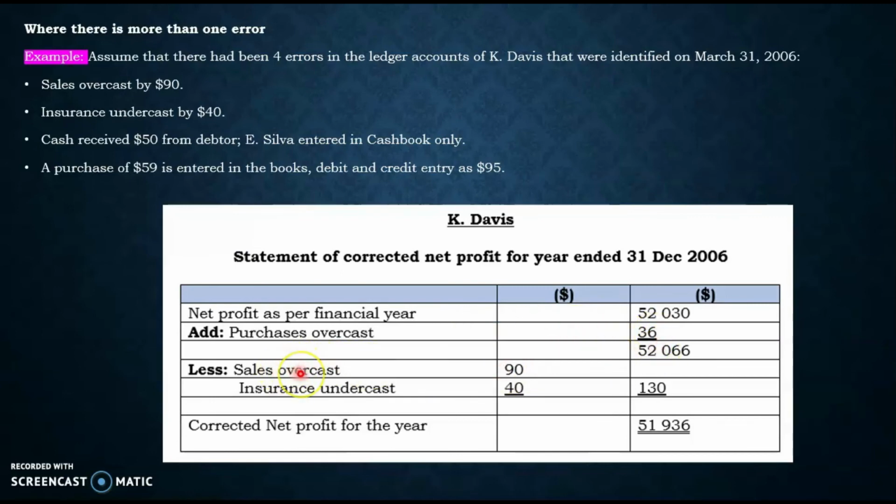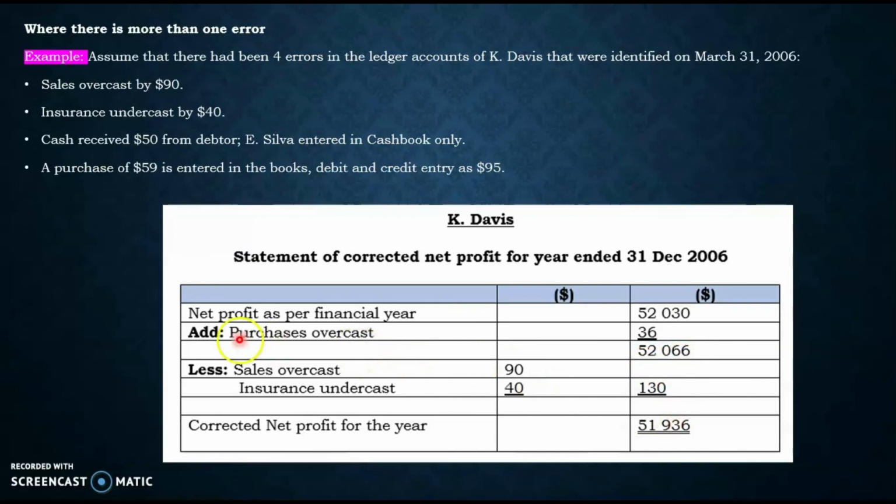Then sales was overcast, making your profit greater than it should have been. So you're going to less. Insurance was undercast, which also made your profit seemingly higher because you minus less insurance. So to make sure that's the correct amount, you less the amount it was undercast by. So 90 and 40 equaling to 130. Then you minus that from the $52,066 and you will get the corrected net profit for the year.